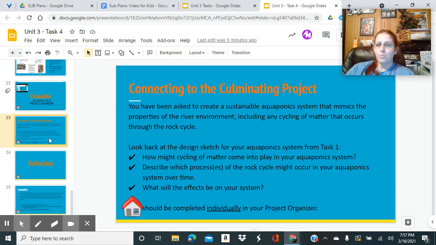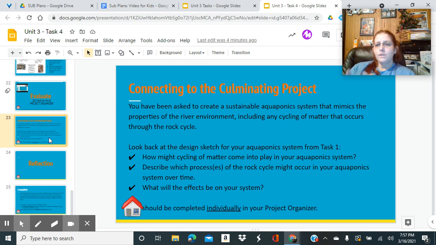Think about the process that we have been talking about all last time. What is that process called? How are you going to compensate for that in your rock system? How is that going to affect maybe your fish tank? What are you going to do about that? That's really what I want you to think about in your project organizer. How are you going to combat those issues later on down the road?